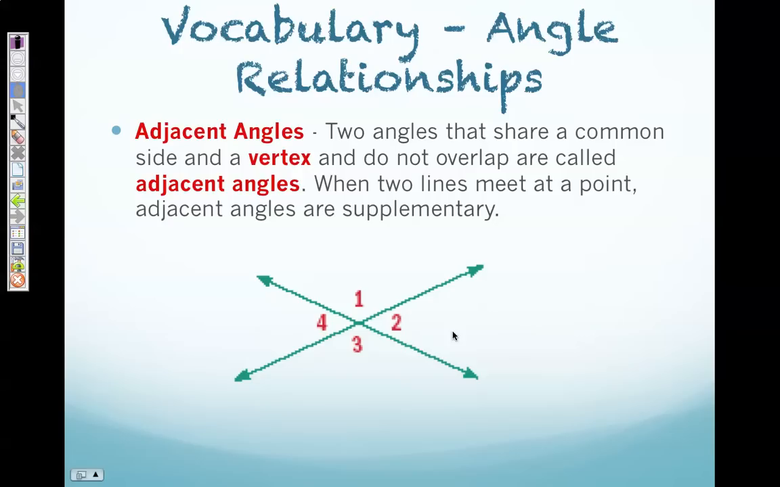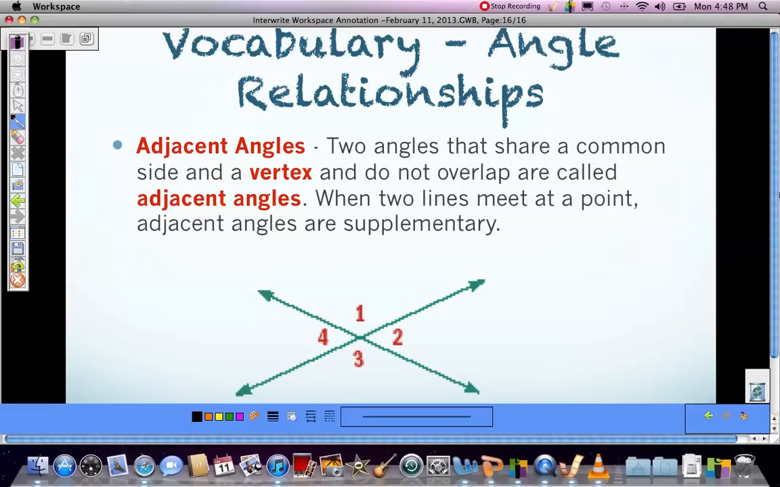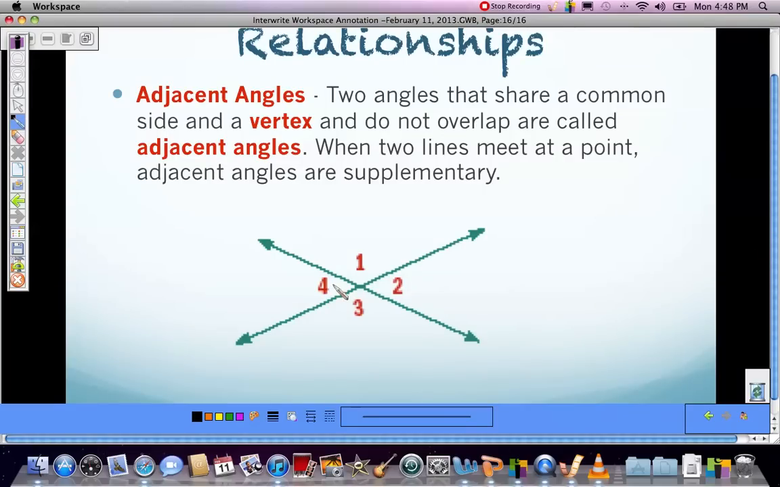All right, your next vocabulary word is adjacent angles. Two angles that share a common side and a vertex and do not overlap are called adjacent angles. When two lines meet at a point, adjacent angles are supplementary. So looking at these two intersecting lines, we can see several examples of adjacent angles. So let's go ahead and pick out our adjacent angles. Please write this in your notes.